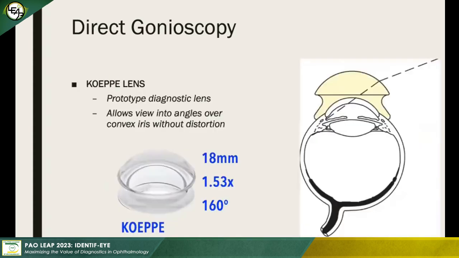Direct gonioscopy lenses include first the Koeppe lens. This is the prototype diagnostic lens, and it allows view into the angle over a convex iris without distortion. The viewer can maneuver around the lens to view open angle structures which may initially appear closed. So sometimes it may appear closed, but really the angles are open. It's just that it's steep. So the way that the physician goes about this is that they would tilt the microscope or tilt their view and go around the patient.